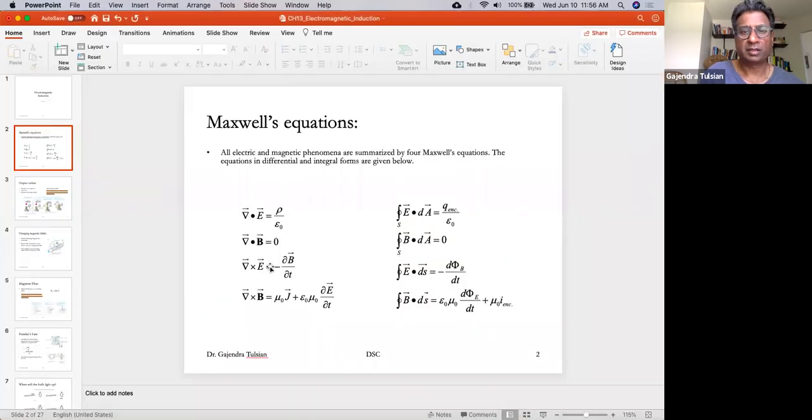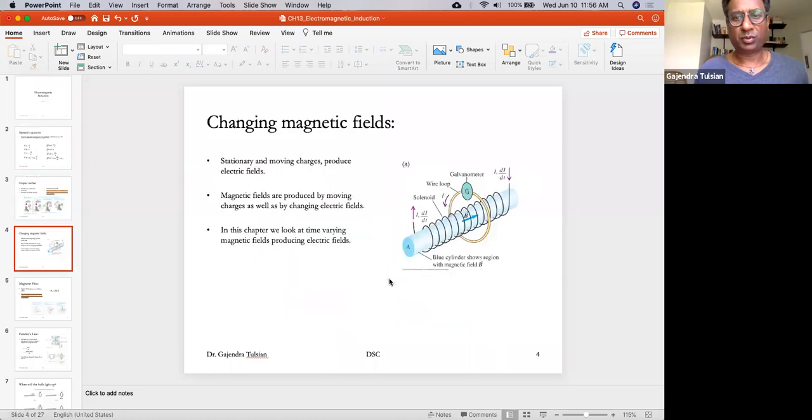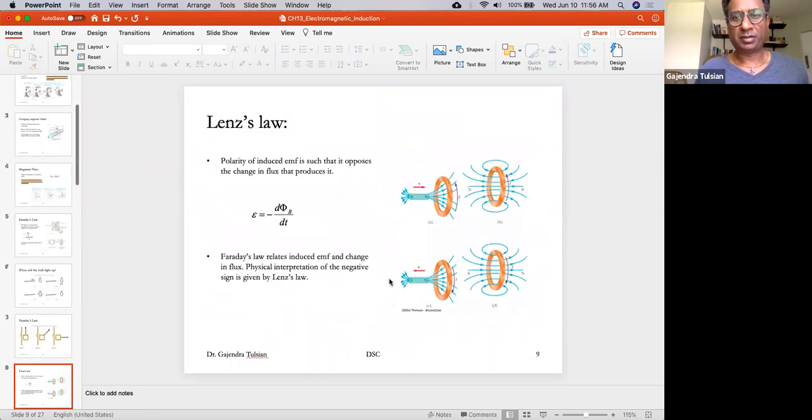So the electric fields produced by time-varying magnetic fields are non-conservative electric fields. Electric fields produced by stationary charges and moving charges are conservative electric fields. So these are Republican electric fields, and these are Democratic electric fields, to use a poor political joke.